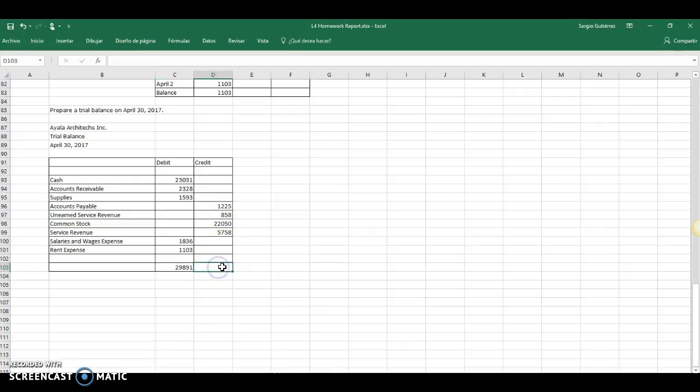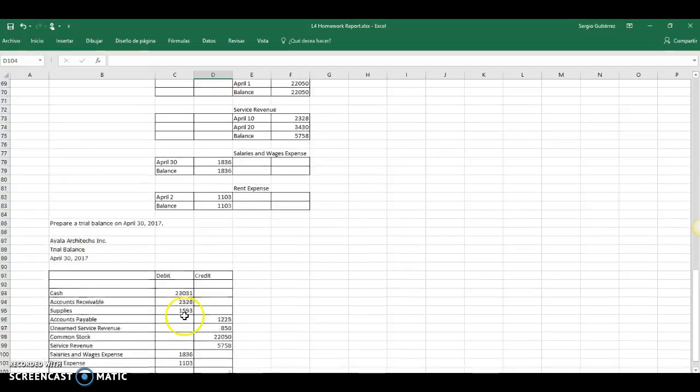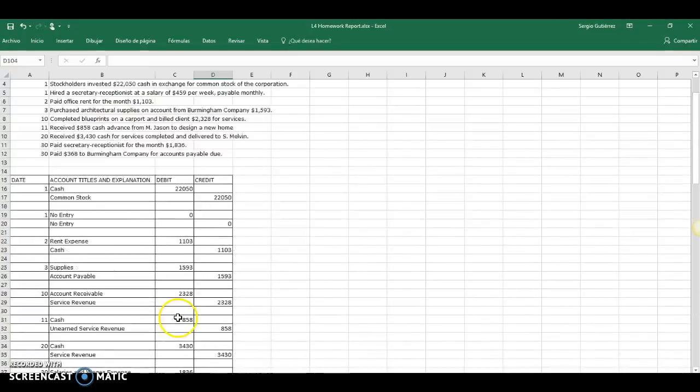So let's do it. And hit enter, and yes, it's the same amount, so it means that all the exercise has been done right.